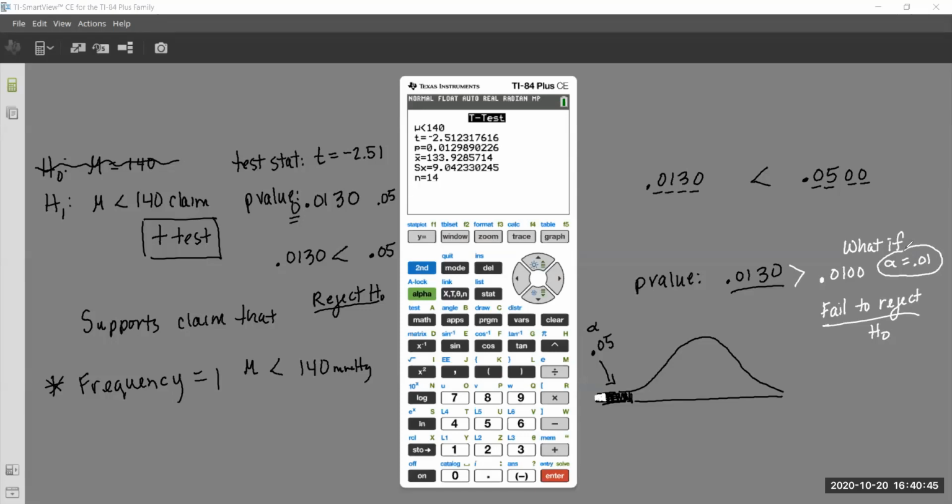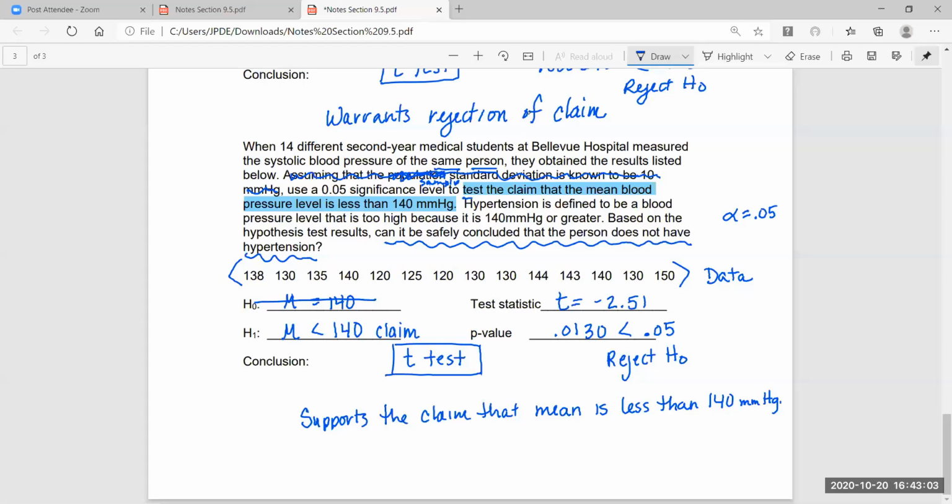Okay, so I want to go back to the notes sheet. Promise, this is the last time. And we're going to answer the question. And you might think about this a little bit as we answer the question. So you can see that I filled in the values that we came up with, our test statistic and our p-value and our conclusion. This one also has a question though. The question says, can it be safely concluded that the person does not have hypertension? Okay. So remember they said hypertension meant that your blood pressure is too high because it's 140 or greater.